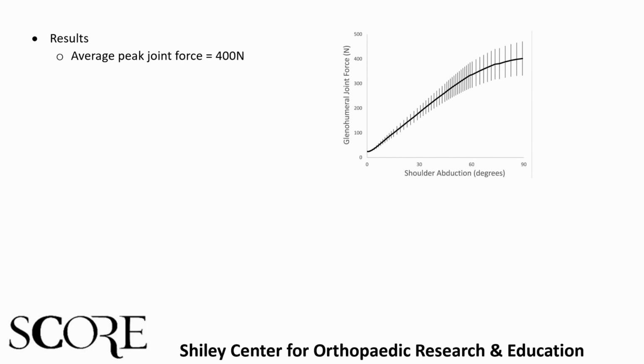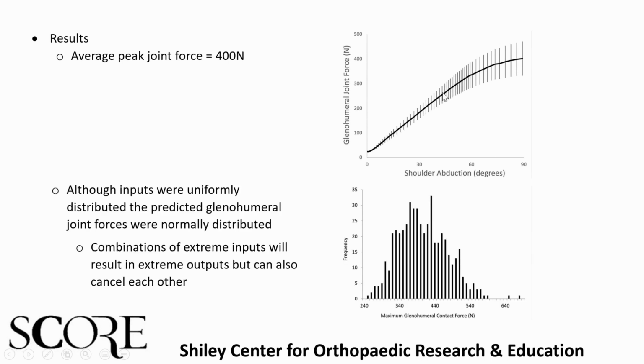So I'm going to share now the results of our simulation. We had an average peak force of around 400 newtons, and this figure shows the variation. So in black, there's the average, and then there's the distribution of the outputs. Interesting that although the inputs were from a uniform distribution, the outputs were actually normally distributed.